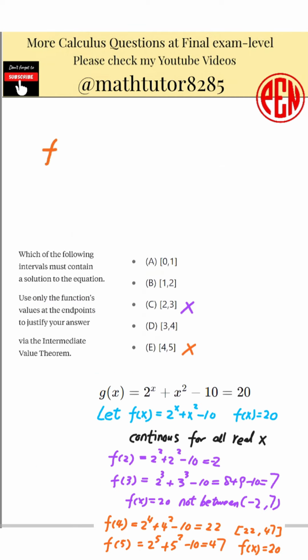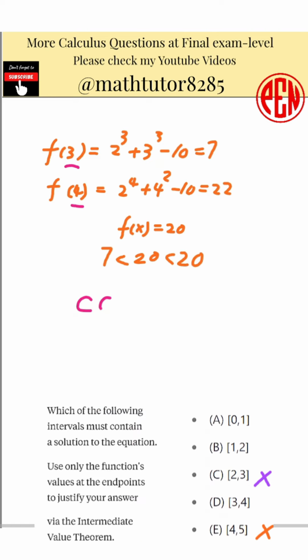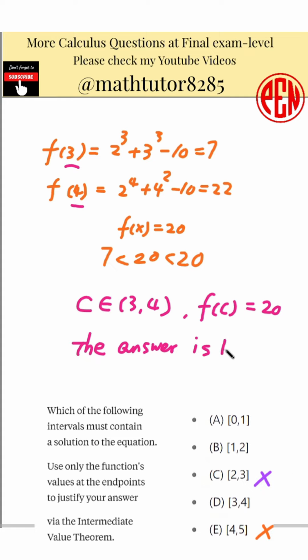Next step is to check the interval from 3 to 4. We already know f of 3 is 7, and f of 4 is 22. Now, 7 is less than 20. 22 is greater than 20. So the function changes from below 20 to above 20 between x equals 3 and x equals 4. By the intermediate value theorem, there must be at least one number between 3 and 4 where the function equals 20. The correct answer is option D, the interval from 3 to 4.